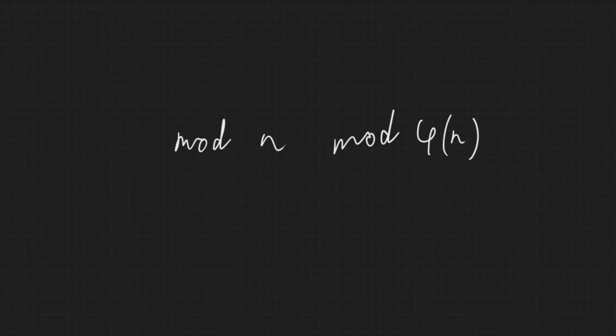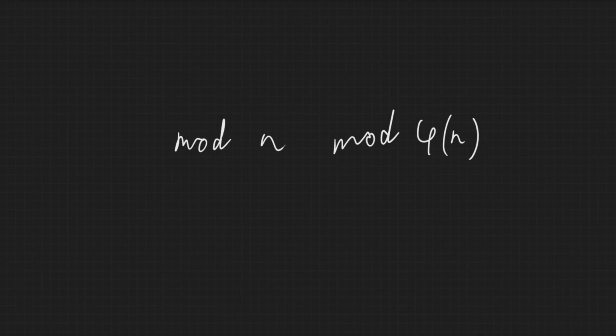But first, let's quickly talk about modular arithmetic. For RSA, we often have to do certain computations modulo some number. So for example, modulo n or modulo phi of n. And what this means is that we don't actually care about what the result is of our computation. We only care about the remainder after a division by, for example, n or phi of n.